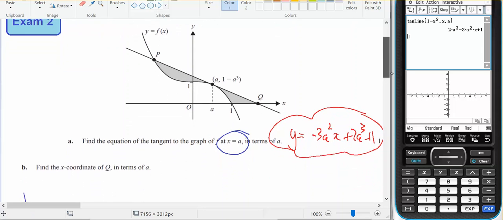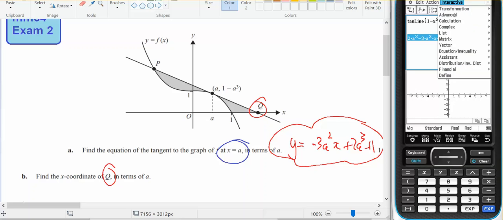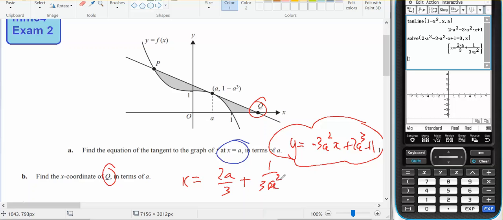Okay, in part B, find the x-coordinate of Q in terms of a. Well, that's going to be this. If I set that equal to 0 and solve for x, that will give me the x-coordinate. So that is x equals 2a on 3 plus 1 on 3a squared.